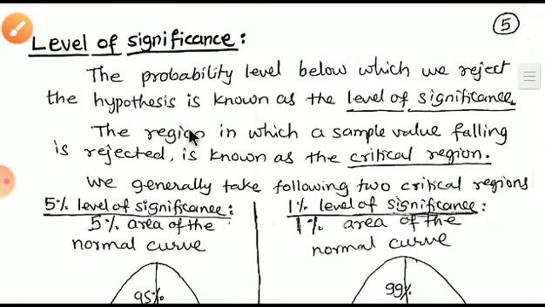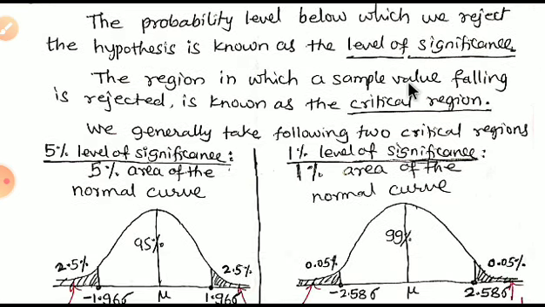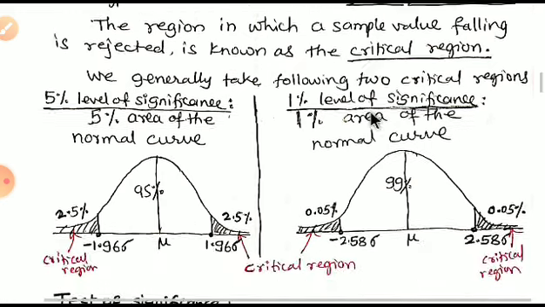Now, level of significance. We are going to test the sample to decide about the population. The probability level below which we reject the hypothesis is known as the level of significance. So this is important: we reject the hypothesis at a certain level, and this level is called the level of significance. The region in which a sample value falling is rejected is known as the critical region.